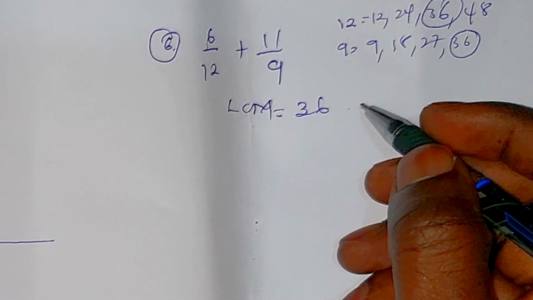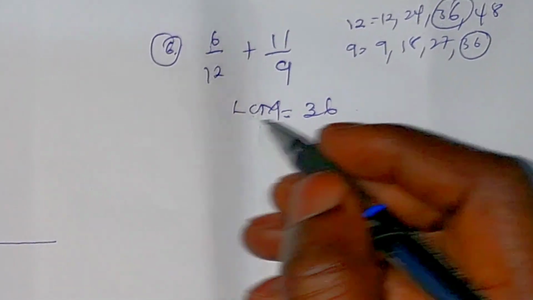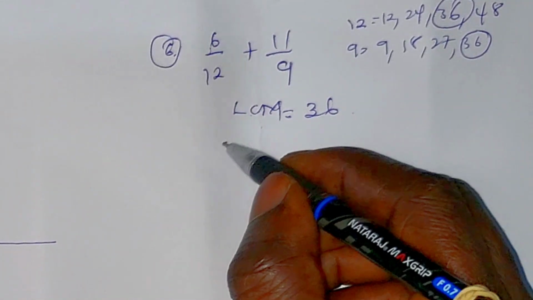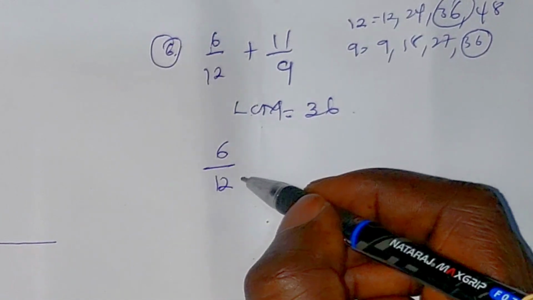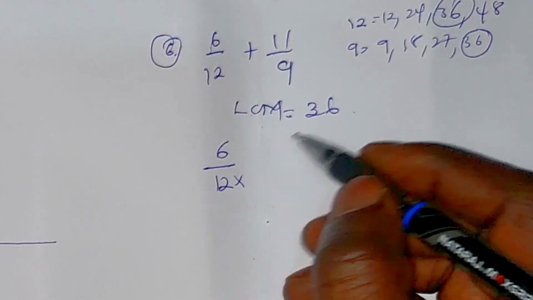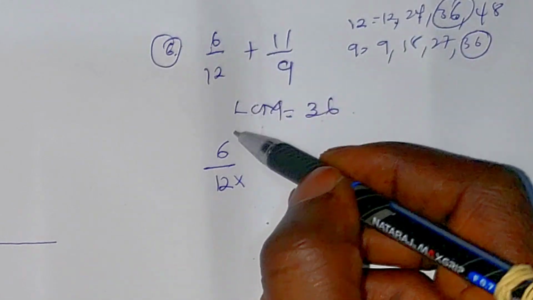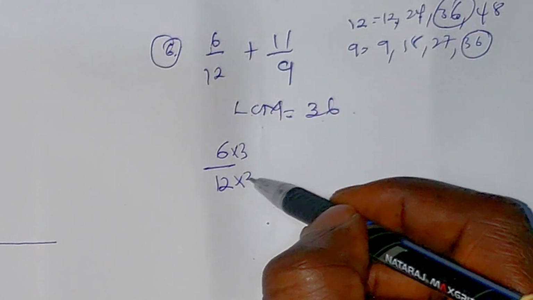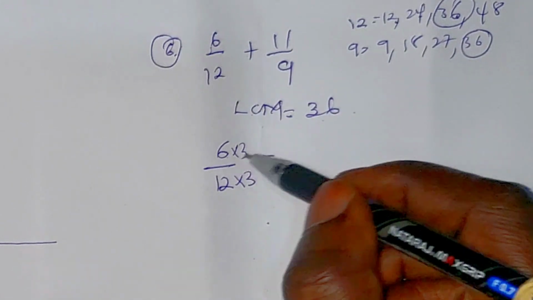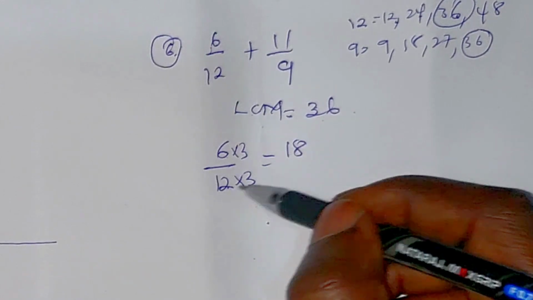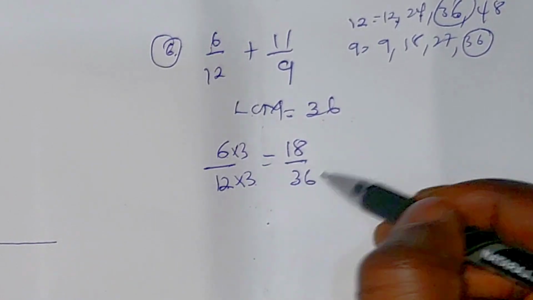Alright, then the next thing that we need to do is to take our first fraction, which is 6 over 12. Then we multiply the denominator by a number that will give us 36. So we see that it's 3 times. So we multiply here by 3, and here by 3. 6 times 3 is 18. 12 times 3 is 36.